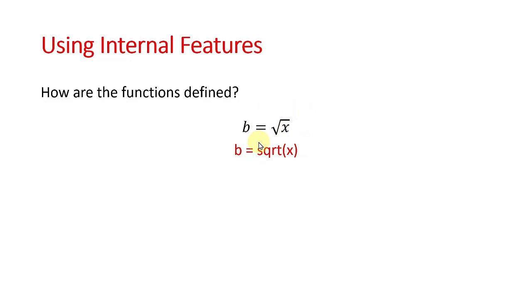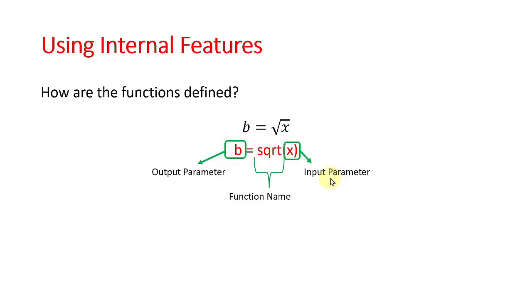Let's see what this function has. This function has an output parameter, which in this case is b. The result of the operation will be stored in the output parameter. The function has a name. In this case it's called sqrt, and it also has an input parameter. That's what the function needs in order to perform the calculation. In this case, this function takes an input parameter x, which will be a number whose square root will be calculated.